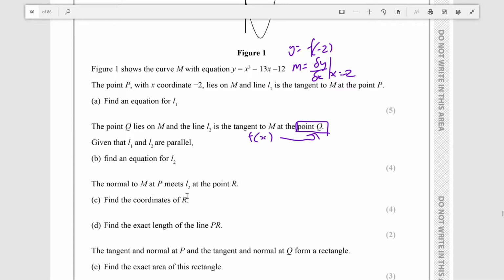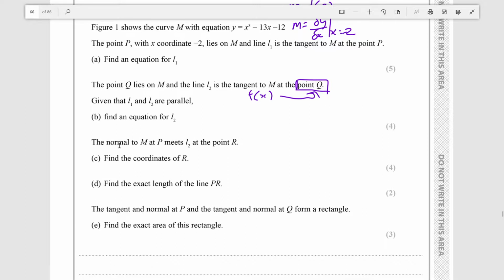Thirdly, the normal to M at P, which is the first point, the normal being the line that goes perpendicular to the curve, meets L2 at the point R. And it says find the coordinates of R.